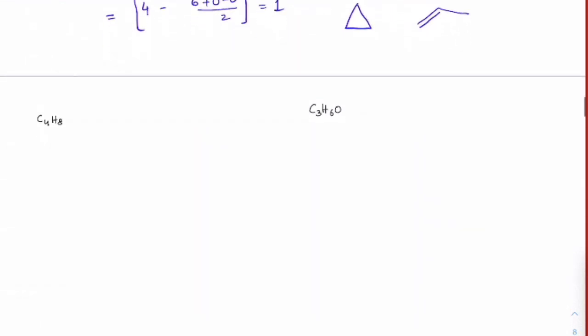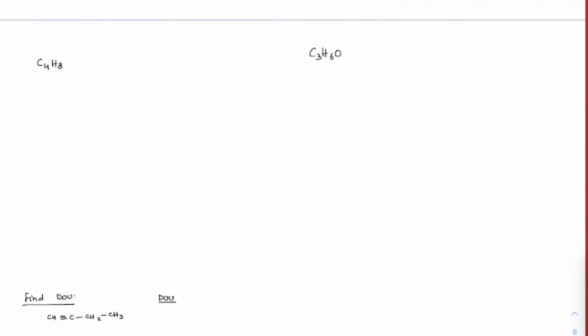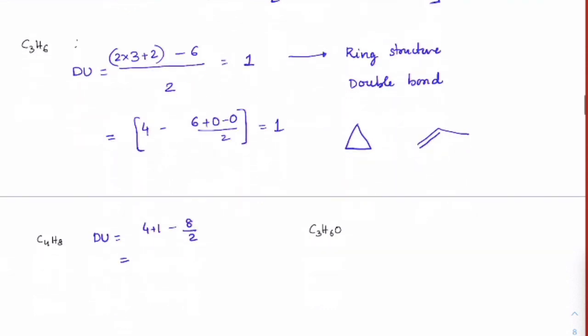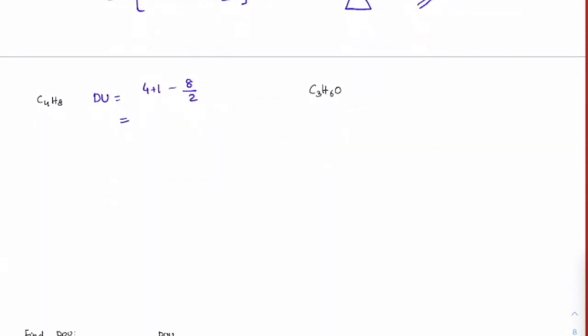Let me show you one more. Suppose you have C4H8, check out the degree of unsaturation. Degree of unsaturation will be 4 plus 1 minus 8 by 2. I am using the second formula, everybody. Check out this formula, that is C plus 1, H plus X minus N by 2. So now I would have 5 minus 4, which means 1. So degree of unsaturation is 1.